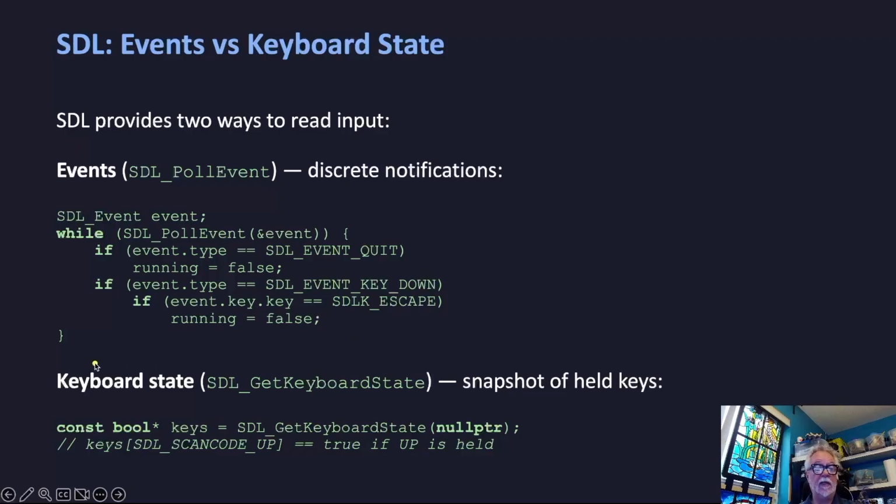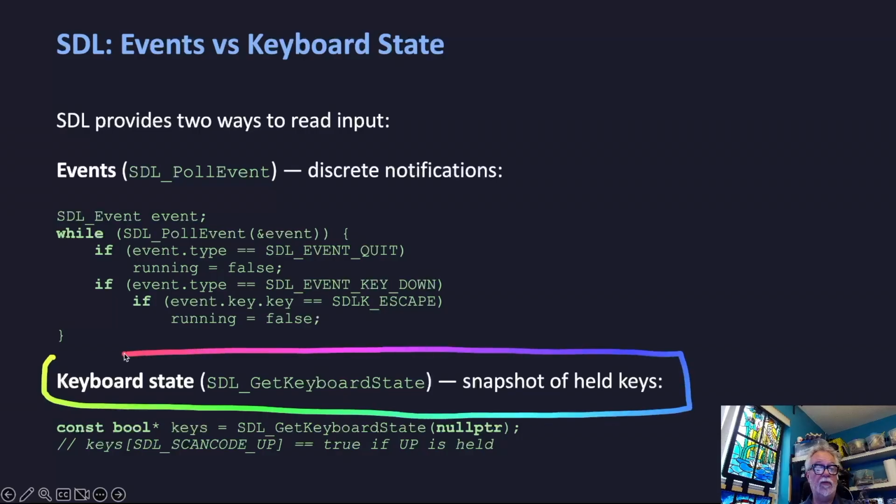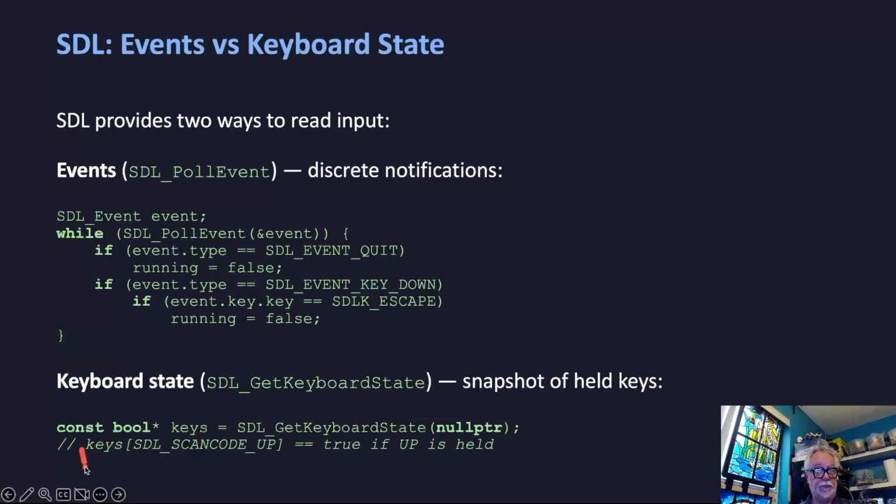The other thing is that SDL maintains a keyboard map of all of the keyboard keys that are being held. So a key is either up or down. Each key has a constant that's defined. You can look that up. And so in this particular piece of code here, if this key, which is labeled SDL scan code up, that's the up arrow, this will be true if up is being held down at this particular point in time.